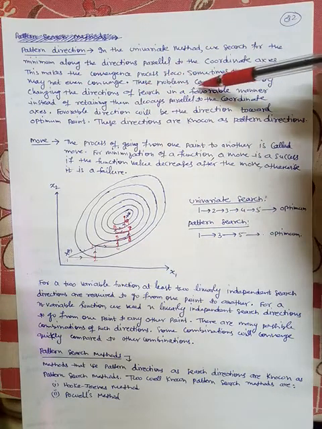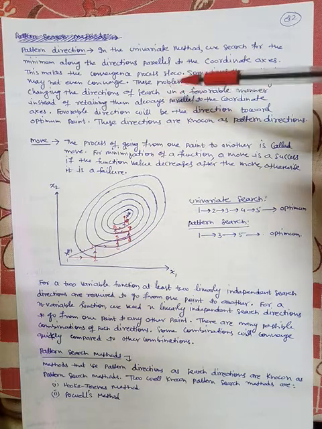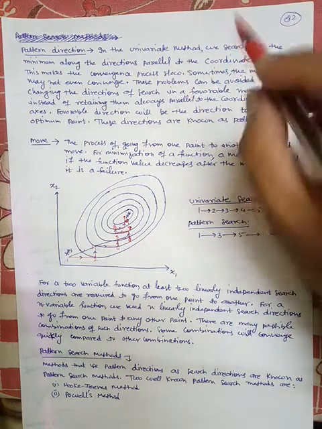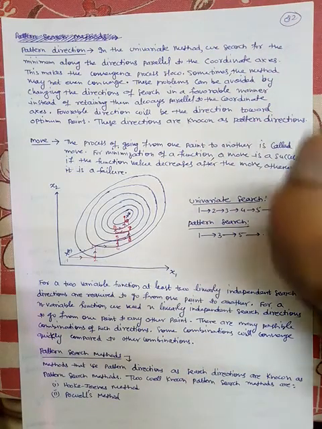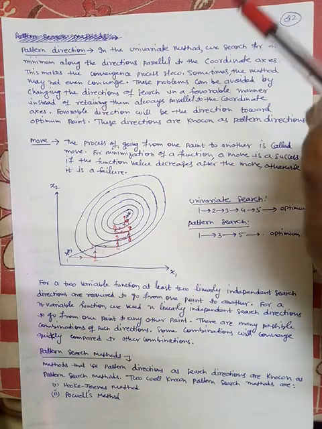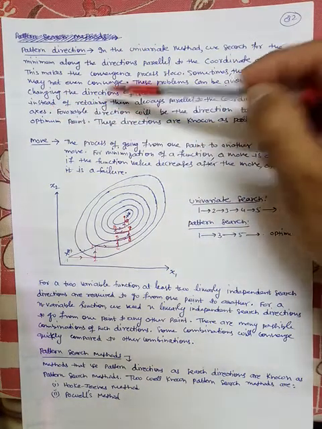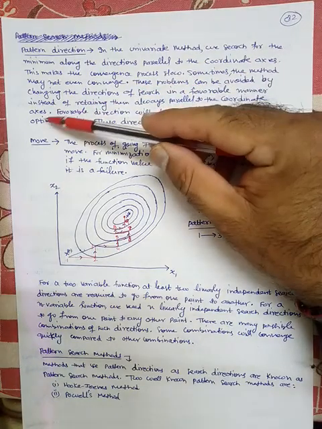So these problems can be avoided by changing the directions of search in a favorable manner. फेवरेबल मीन्स आप जहां ऑप्टिमम लाई करता है उस डायरेक्शन में क्यों नहीं जा रहे हो डायरेक्टली. ओके, दैट इज कॉल्ड द फेवरेबल डायरेक्शन. So in a favorable manner, instead of retaining them always parallel to the coordinate axes.